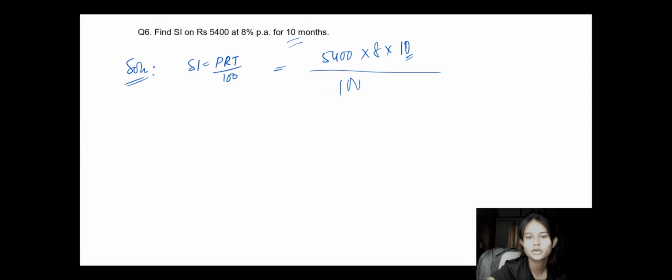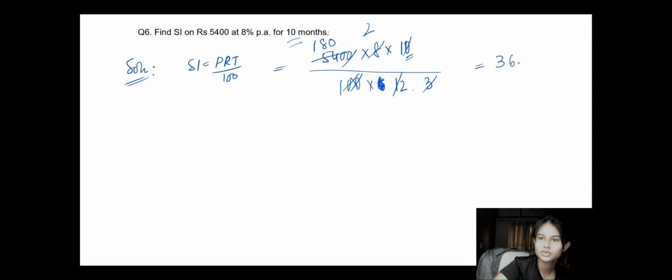How will we convert it? 100 into 100 into 12. Because 10 months. So in 1 year, there are 12 months. So we'll divide it by 12. 4, 2, 4, 3, and 3, 1, 8, 0. So this is going to come as 360 rupees.